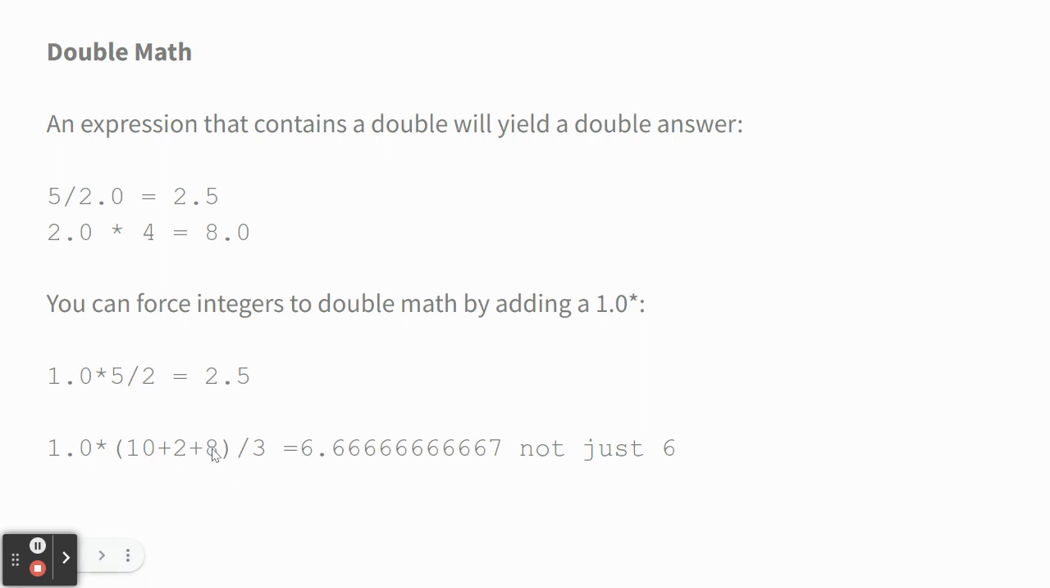If we just did 10 plus 2 plus 8 divided by 3, that would be 6, right? Because this is 20 divided by 3. And if you're doing integer math, we're throwing away the decimal. You just get 6. Okay, but if I wanted the actual double value of a decimal of an average, then just saying 1.0 in front works great. Also, if I put 3.0 here instead, that would work fine if I divided by a decimal number. Or if I turned any one of these numbers into a decimal, like 10.0, 2.0, 8.0, the answer would be fine.